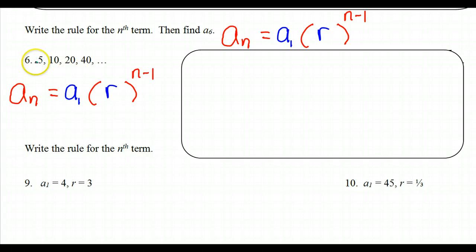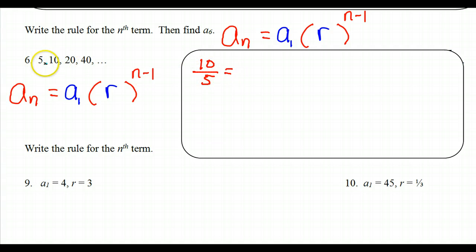So looking at number 6, we're given this sequence, and we're told to write a rule for the nth term, then find a6. Of course, a6 is going to be the 6th term. So first of all, is this arithmetic or geometric or what? Now you see that this goes up by 5, and then from 10 to 20 it goes up by 10, so it's not arithmetic. So hopefully it's geometric. If it's geometric, there should be a common ratio, this r value, which we would get by doing each term divided by the previous term.